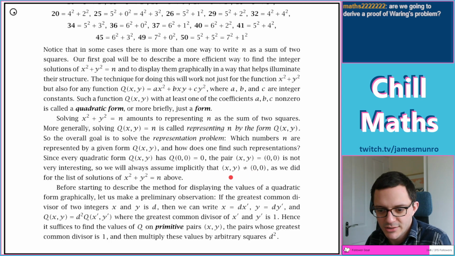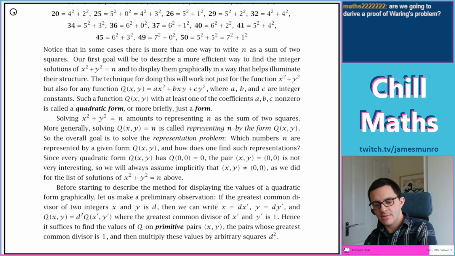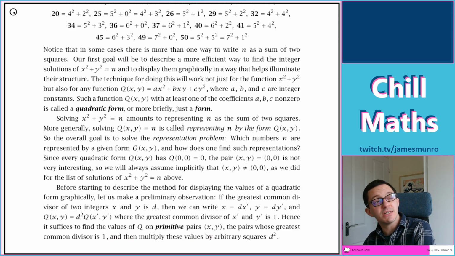Before starting to describe a method, if the greatest common divisor of 2 integers is d, then we can bring out the factors of d, and so you have d squared as a factor of q. Hence, it's enough to find the values of q on primitive pairs, the pairs whose greatest common divisor is 1, and then multiply these values by arbitrary squares, d squared. Because if you want to make some sort of value, maybe you can make it with a primitive pair, hooray! Or maybe you can multiply up.